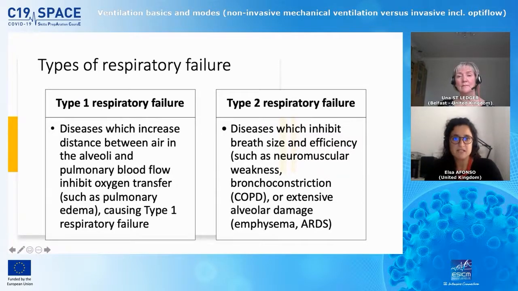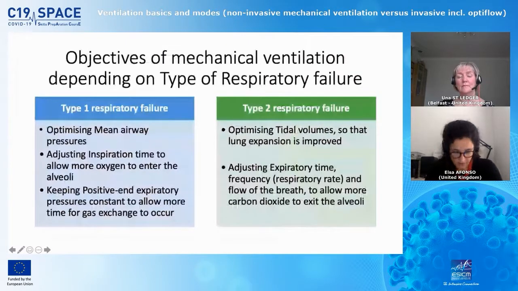The objective of mechanical ventilation will depend, hence, on the type of respiratory failure. If there is an oxygenation or type 1 respiratory failure, then we need to improve the function of the exchange of gases at the alveoli level. So we will look at optimizing mean airway pressures, adjusting inspiration time to allow more oxygen to enter the alveoli, and keeping positive end expiratory pressure constant to allow more time for gas exchange to occur. If there is a type 2 respiratory failure, which is a ventilation failure, then we need to improve the ability of the lungs to excrete carbon dioxide.